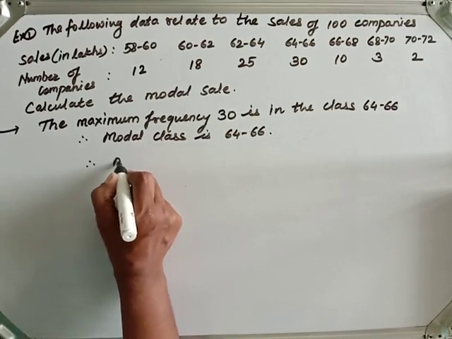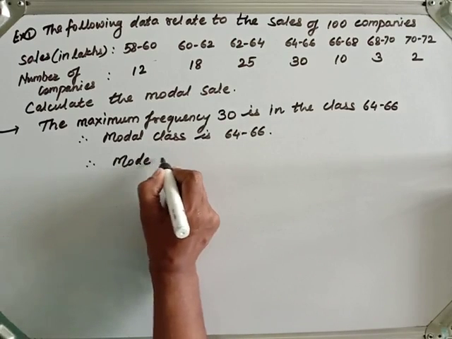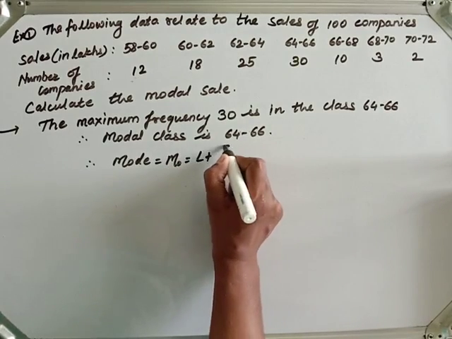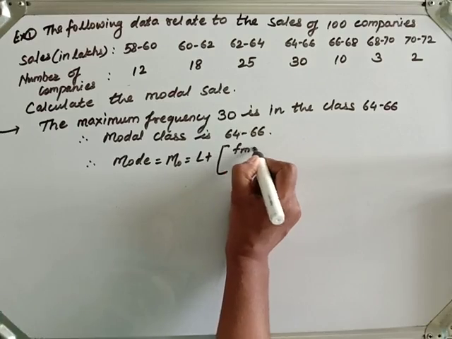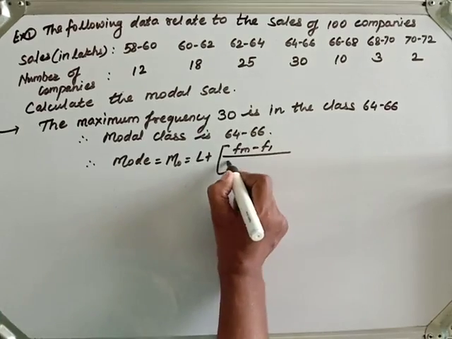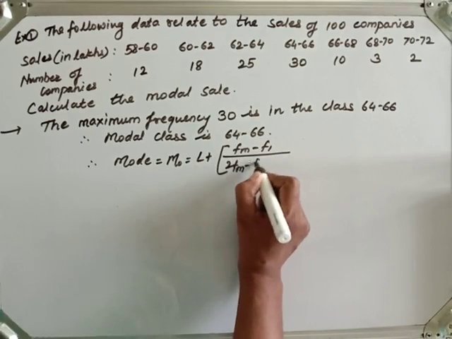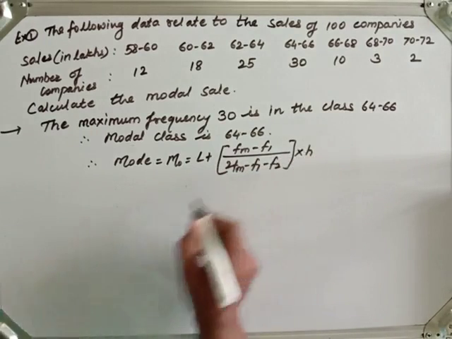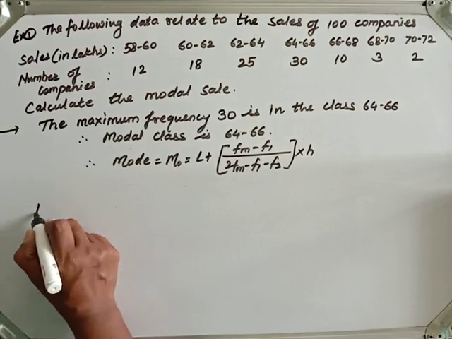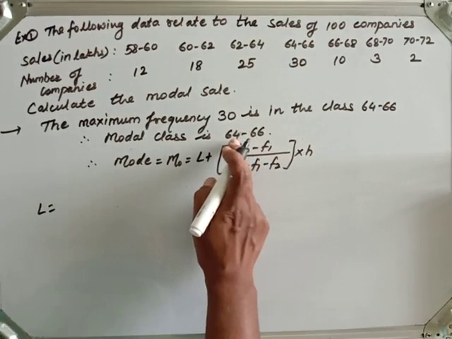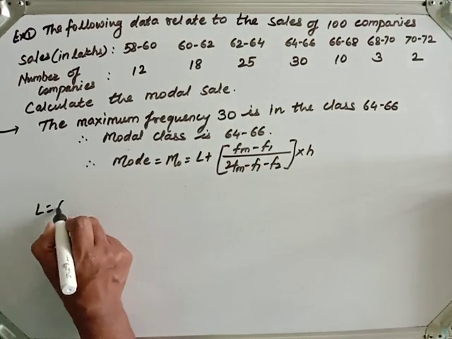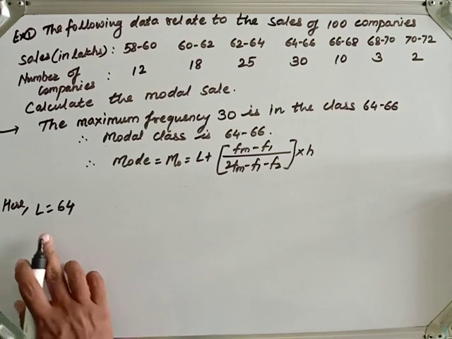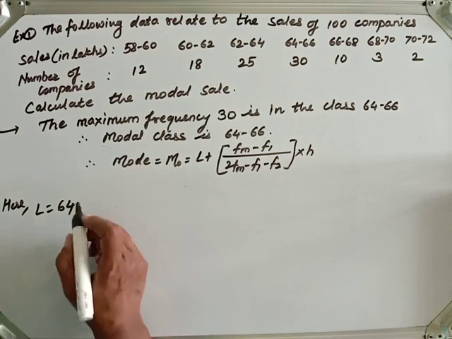Therefore, what is the formula? Mode is equal to L plus (Fm minus F1) upon (2Fm minus F1 minus F2), into h. This is the formula for the modal class. Now what is L here? L is the lower boundary of the modal class. So the lower boundary is 64 here. I can say L will be 64.